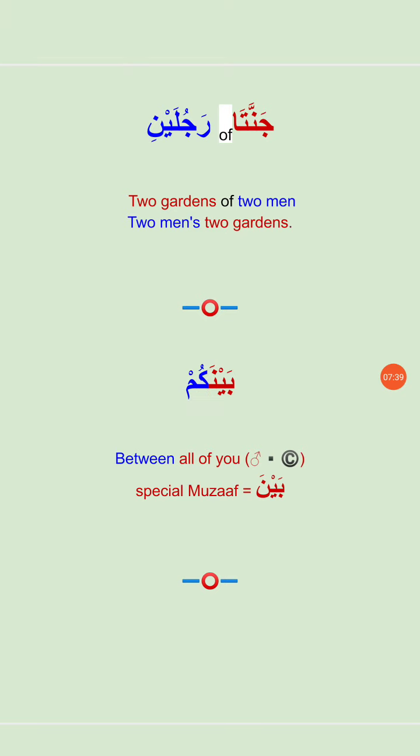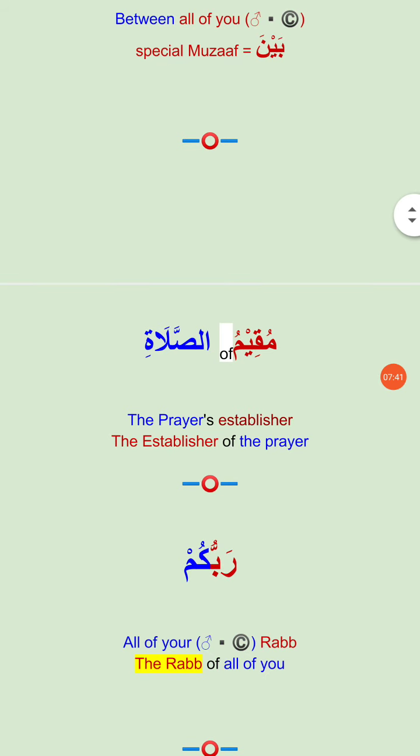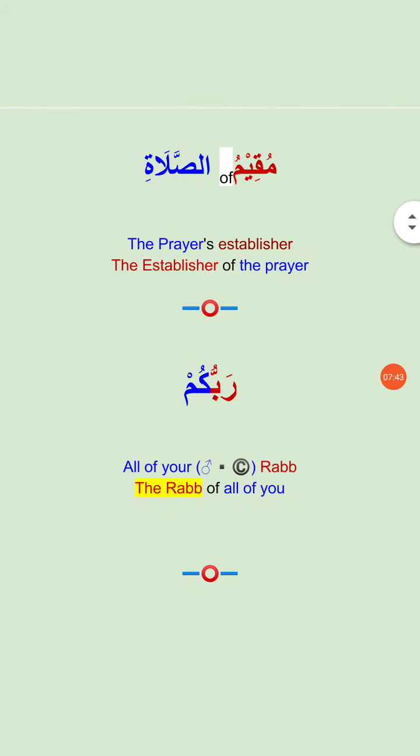Okay, next example, muqimus salati. Muqimu means establisher, as-salati, prayer, the prayer. And of course our off is here with the muzaf, so we will translate it as the prayer's establisher or the establisher of the prayer.